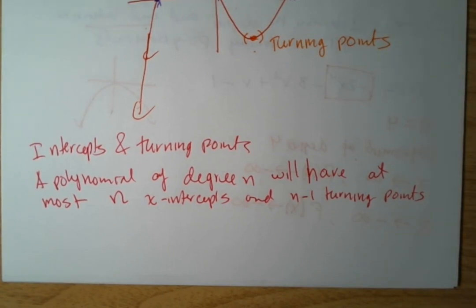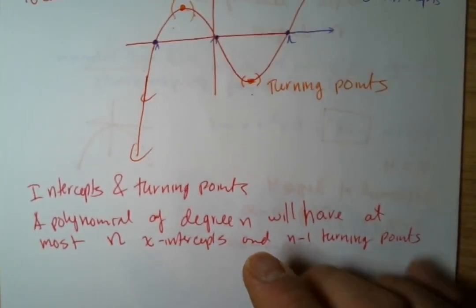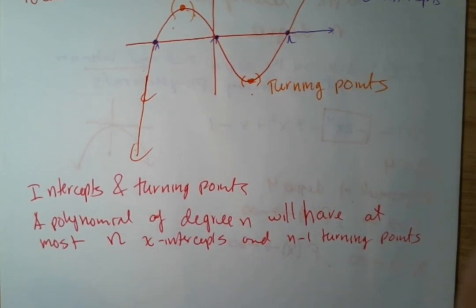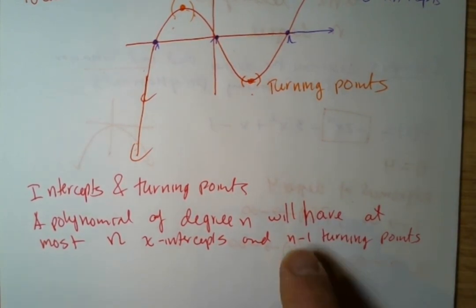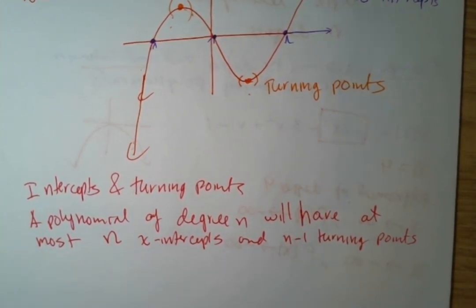So if we have a quadratic, there are at most 2 x-intercepts. And if we recall from our study in the previous section, the quadratic function gave us at most those 2, but not always 2. Sometimes 0, sometimes 1. So keep that in mind: at most n x-intercepts, and at most n minus 1 turning points.